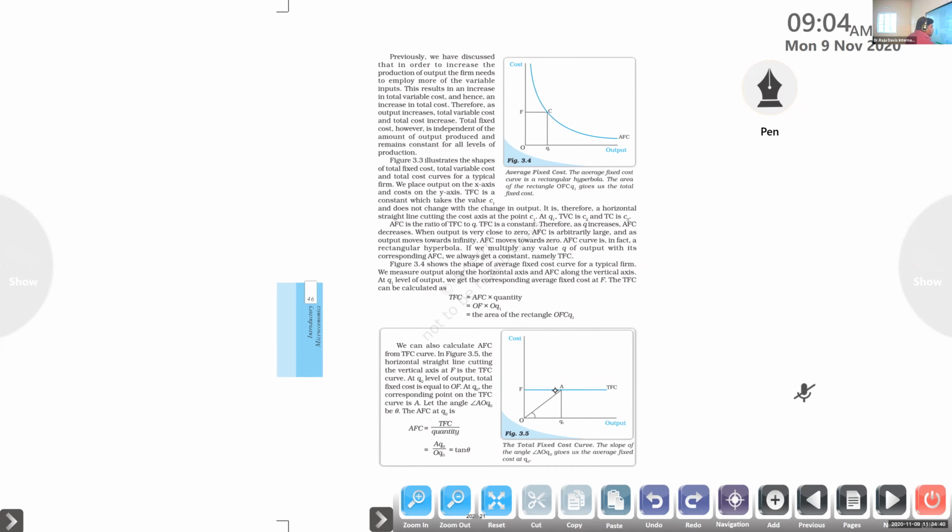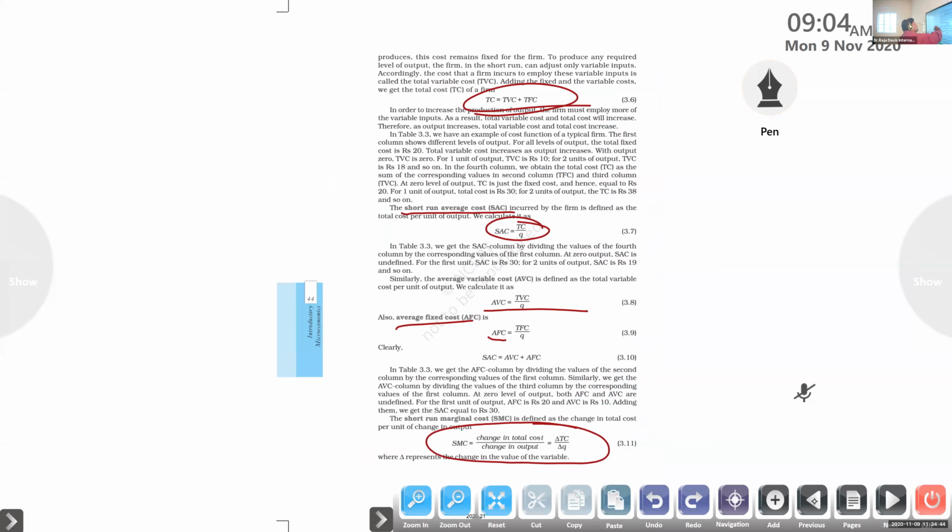Okay, that's it. So now you want to know how to calculate total cost. Total cost is equal to total variable cost. For the short run, we are discussing the short run production. So TC is equal to total variable cost in the short run plus total fixed cost.